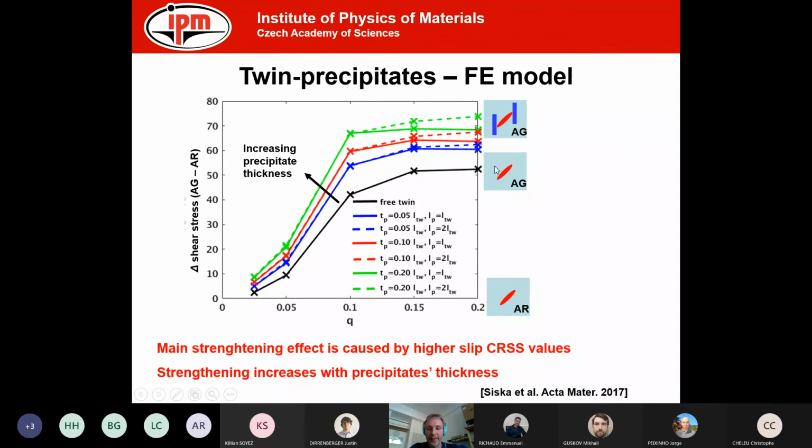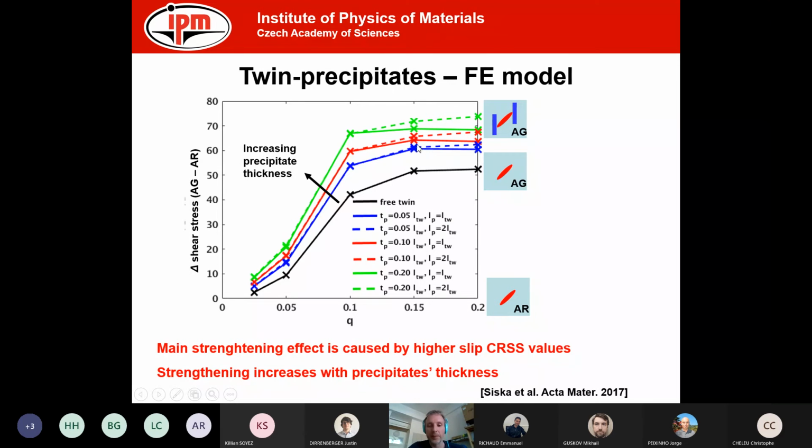And if you use the same model, but you just change the critical resolved shear stresses for the slip, you get still an increase of the equilibrium stress. And if you add precipitates, you have even more increase of the stress necessary for equilibrium. But what you can see for the thicker twin, the main effect arises from the changes of the slip. From hardening the slip, you also increase the stress for the twin.